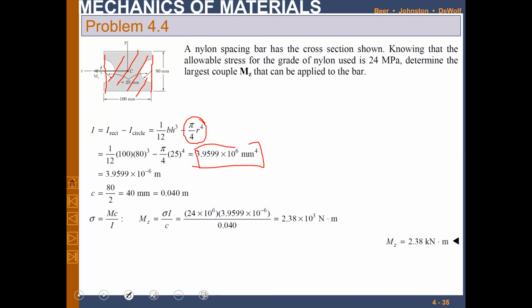Since this is a regular shape, the centroid is at the center of that shape, and the C surface will be exactly above, at a distance from the centroid.